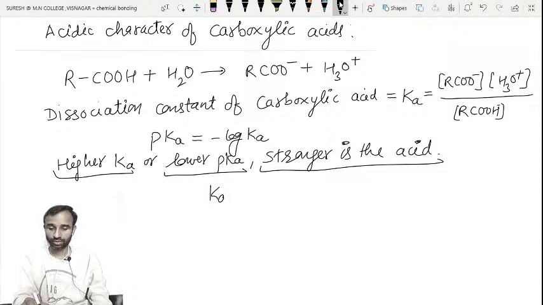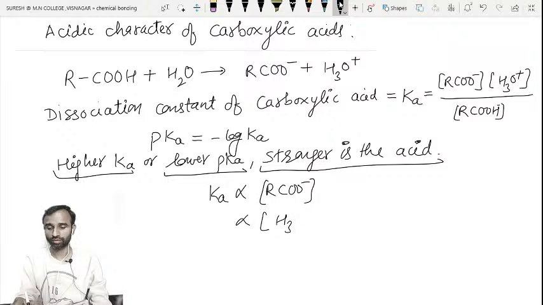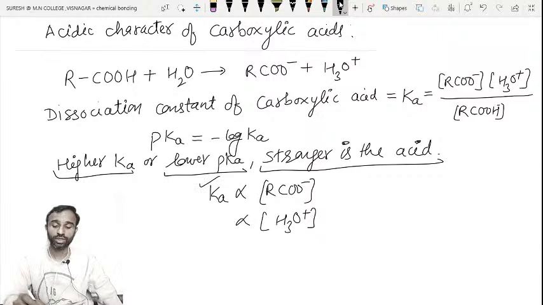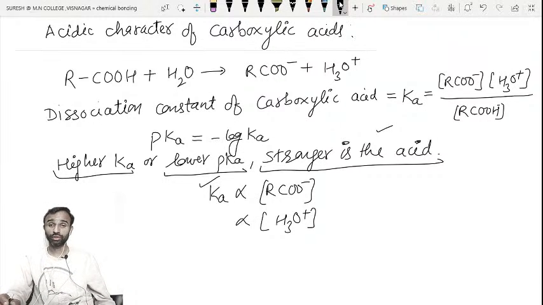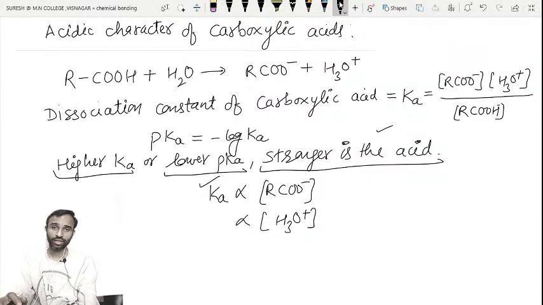And because Ka is directly proportional to the concentration of carboxylate ion or concentration of hydronium ion, more is the ionization of the acid, more is the Ka value, so stronger is the acid, because it gives more H plus ions.